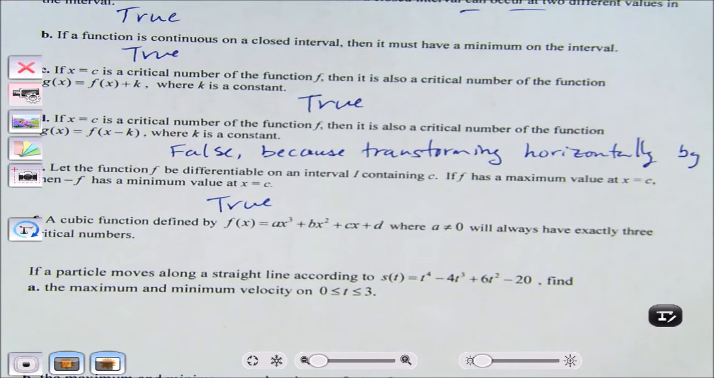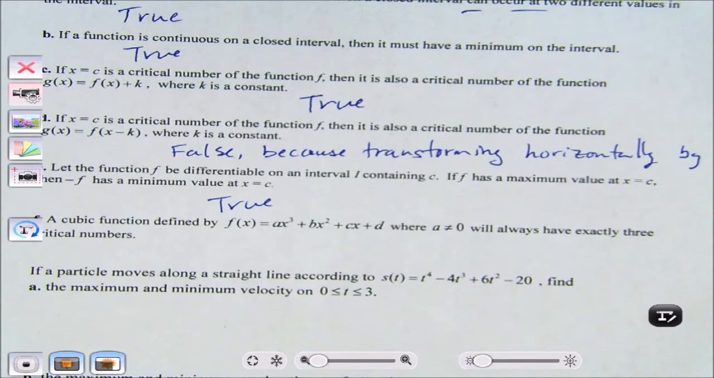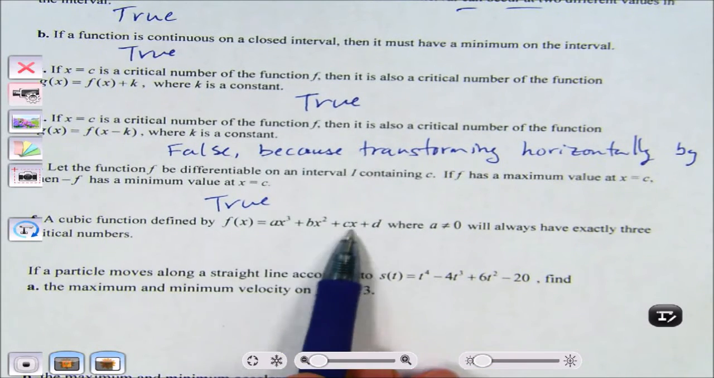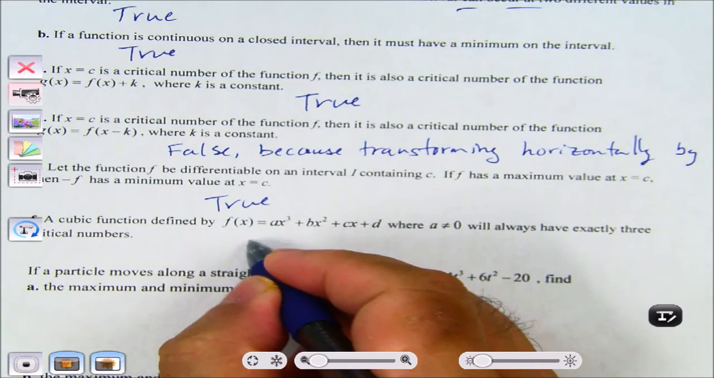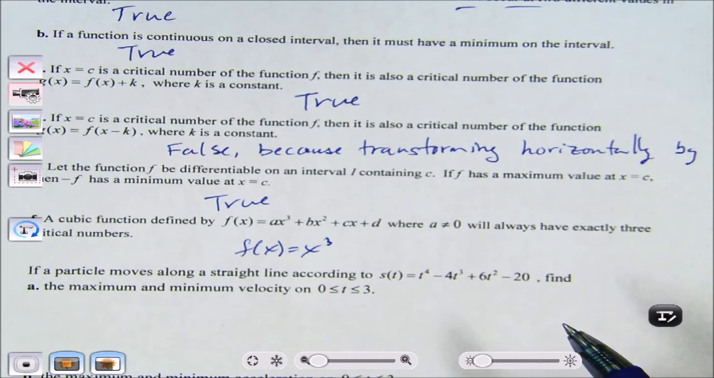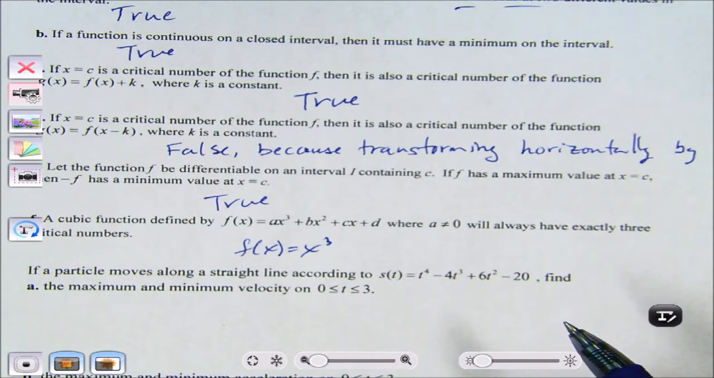A cubic function defined by f of x equals ax cubed plus bx squared plus cx plus d, where a is not equal to zero, will always have exactly three critical numbers. True or false? I don't know. Note, it says where a is not equal to zero, but they didn't mention anything about b, c, and d. So what if the function is x cubed? How many critical numbers could that have? Only one.